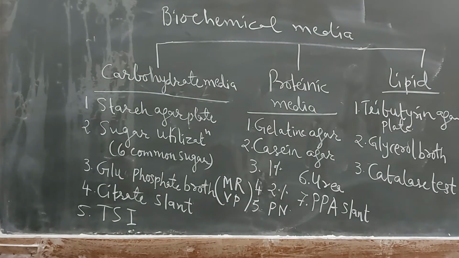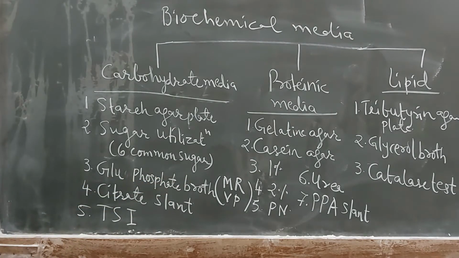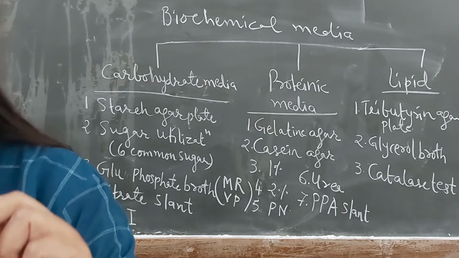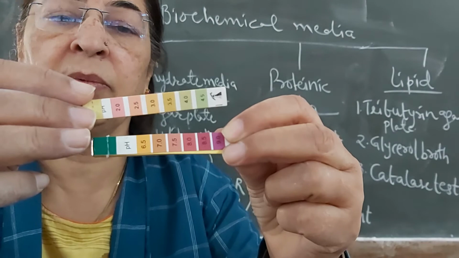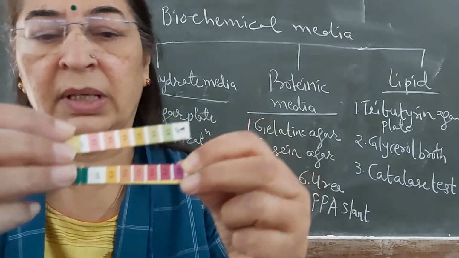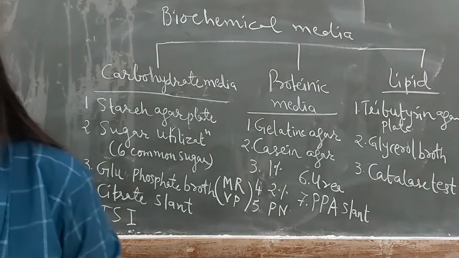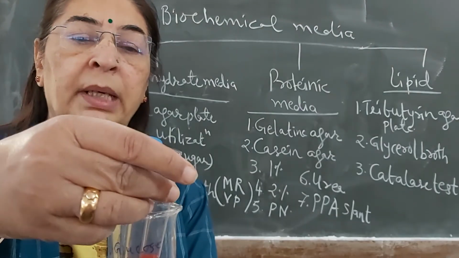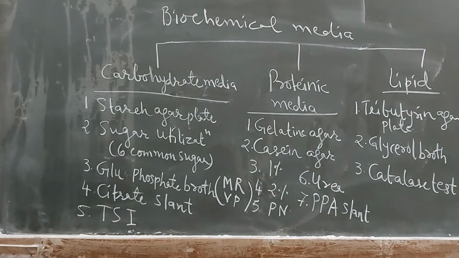Next is glucose phosphate broth. In this broth, when we check methyl red, we use different pH strips, which will tell us the pH of the particular medium. When we dip the strip and check, the methyl red test will indicate the pH of the medium. In the Voges-Proskauer test, we add alpha naphthol and 40% KOH for the production of acetyl methyl carbinol. There will be a pink coloration. So in this VP test, if the pink color develops, we can say the VP test is positive.